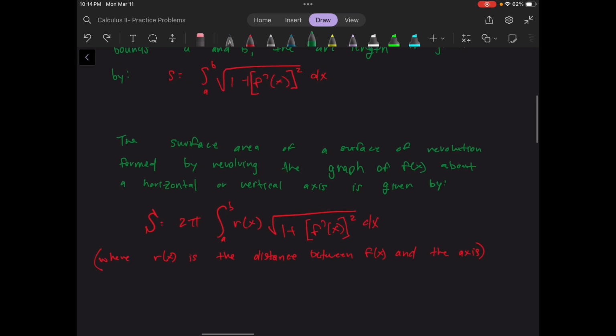And we can also find the surface area if we revolve a function around a horizontal or vertical axis. And it's pretty much the same formula, except we have a 2 pi out front, and we have a radius function, r of x, inside the integral. And we looked at that r of x function a lot in the previous video on shell method. That's just the distance between the function you're revolving and the axis you're revolving around. So it's typically just x, like we looked at in the shell method.